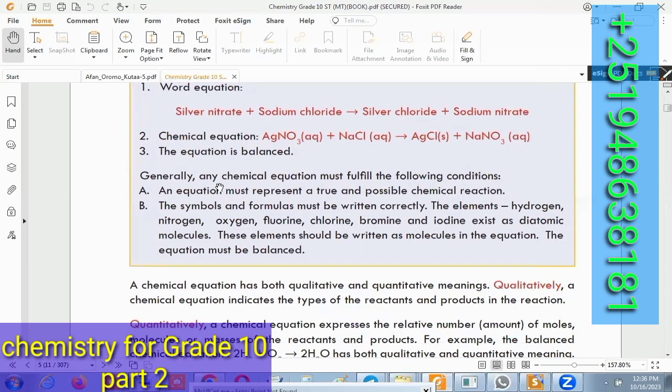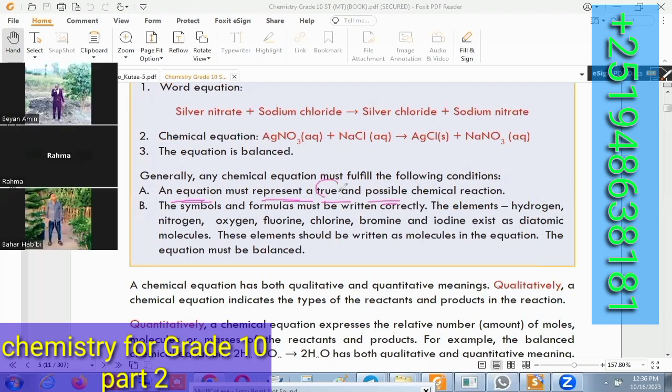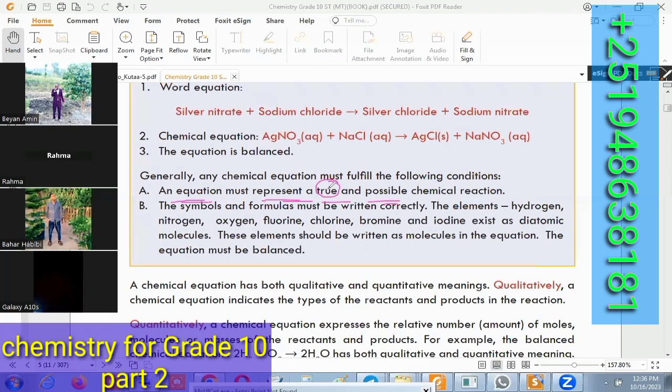Generally, any chemical equation must fulfill the following conditions. First, an equation must represent a true or possible chemical reaction. The reaction we talk about must be a real reaction, not simply any reaction.